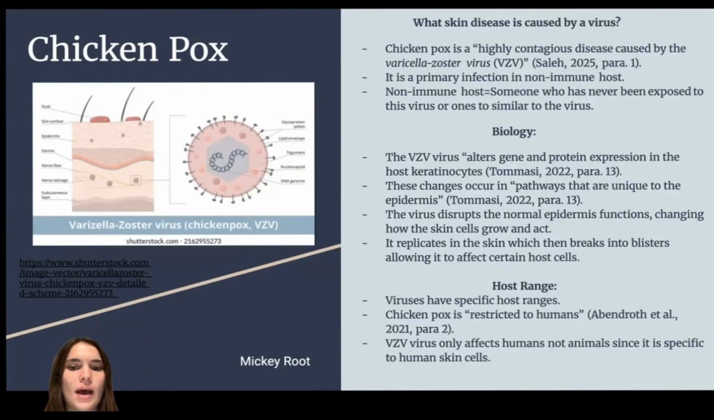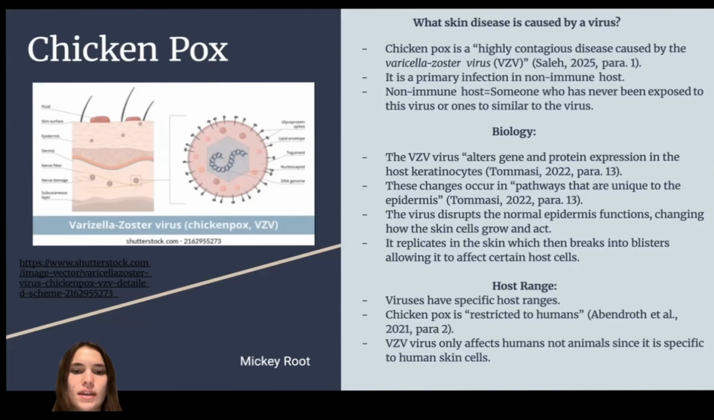Now, looking at the biology behind it, the varicella zoster virus specifically targets skin cells known as keratinocytes. Once the virus infects these cells, it actually alters their gene and protein expression. These changes interfere with normal cell growth and function, especially within the pathways that are unique to the epidermis, which is the outermost layer of the skin.